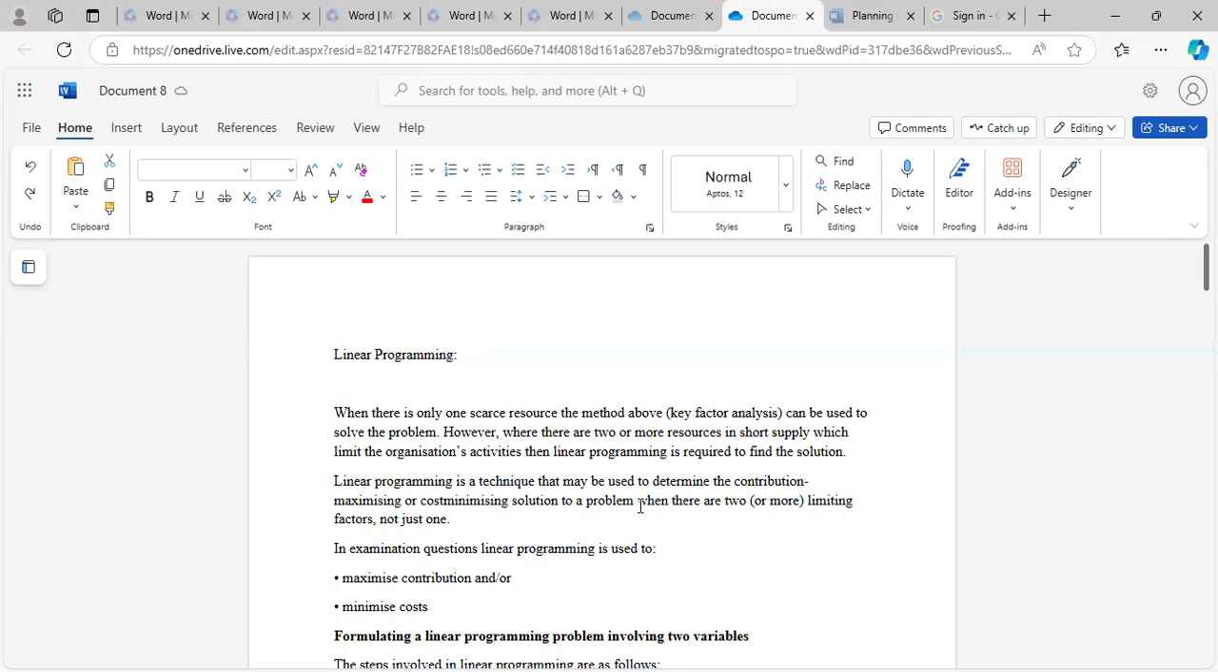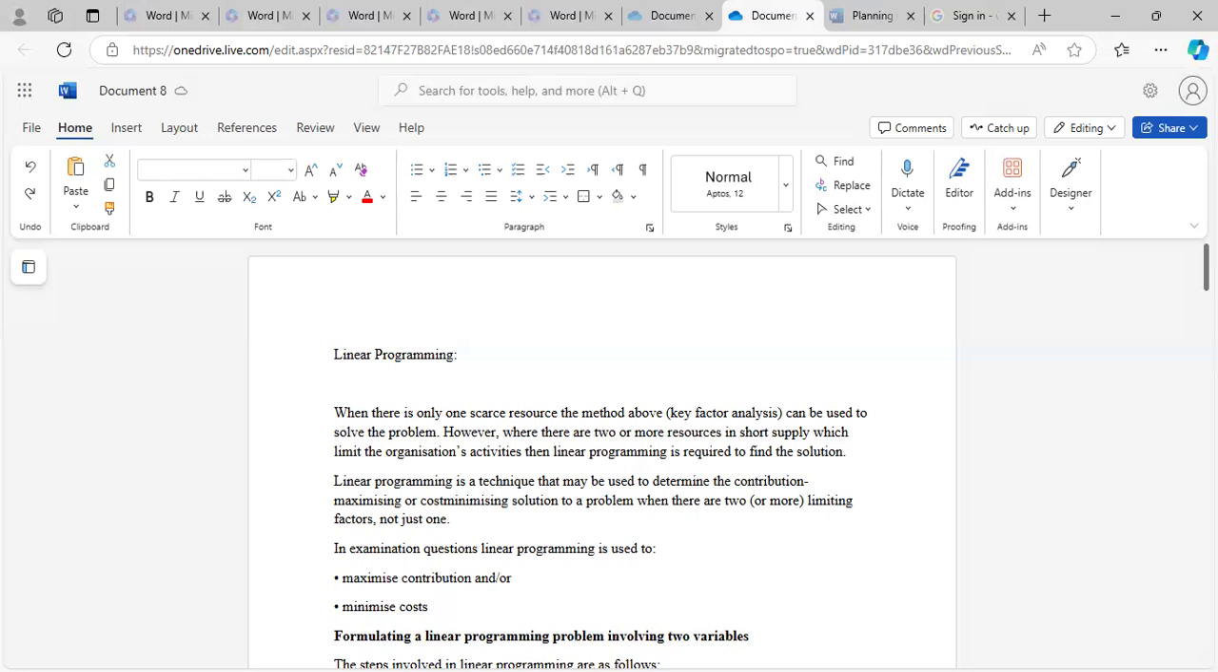If more than one resource is in shortage, then we use a linear programming technique for solving the limiting factor analysis, or to find the optimal production plan. So, in linear programming, where there is only one scarce resource, the key factor analysis method above can be used to solve the problem. However, where there are two or more resources in short supply which limit the organization's activity, then linear programming is required to find the solution. So, you will use linear programming.